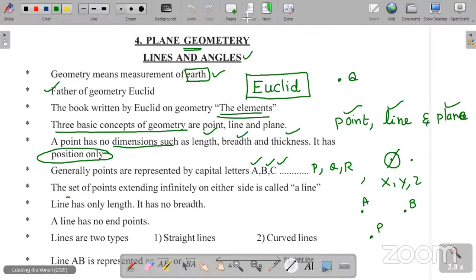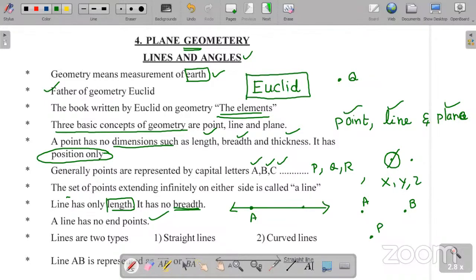Now a line has only length. This is a line, for example. So a line has only one dimension, that is length only. It has no breadth and no thickness. A line has no end points, very important. For example, this is line AB. Actually, this is denoted by line AB, but it has no endpoints.